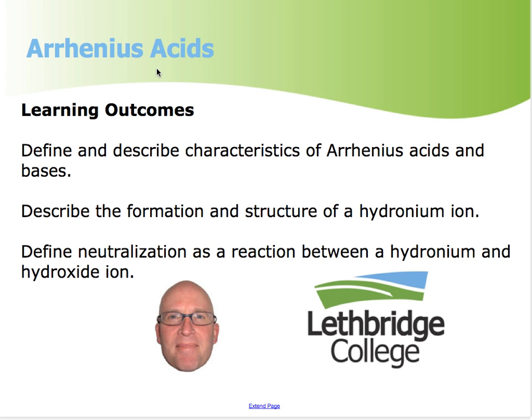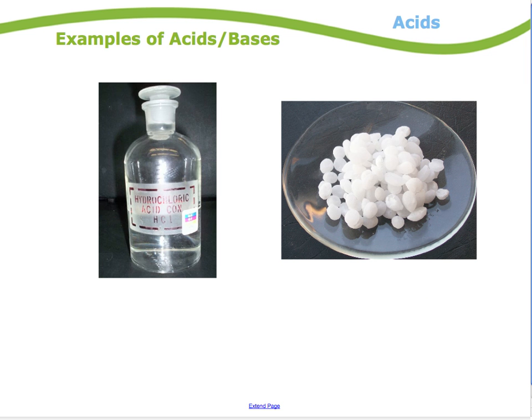To begin with, we'll look at Arrhenius acids. I'm not sure if that's the exact way to pronounce it, but it sounded good. So we'll look at the definition of Arrhenius acids, how they come to be. We'll look at more general descriptions of acids and bases. We'll look at something called the hydronium ion, and then maybe we'll look at a little bit of neutralization as well. So to begin with, here's a couple of examples of acids and bases.